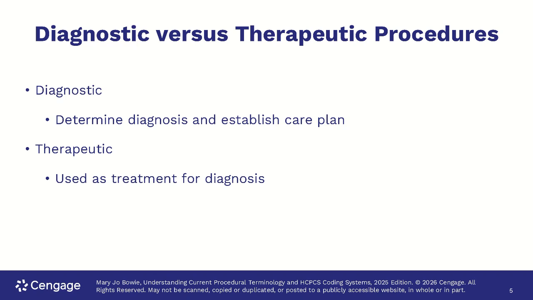Now, once you get into the world of surgery, you're going to see two types of procedures: diagnostic versus therapeutic. Easiest way to remember them is diagnostic means we're trying to determine the diagnoses and then determine what's next, the plan. Therapeutic, therapy. We already know what the diagnosis is. The plan has been established. This therapy is executing the plan.